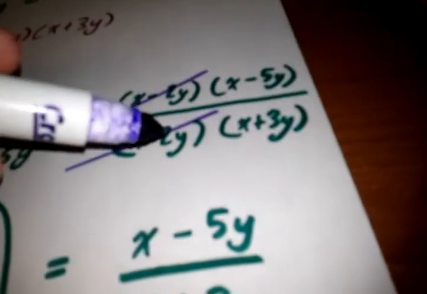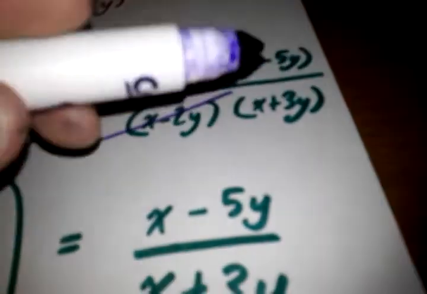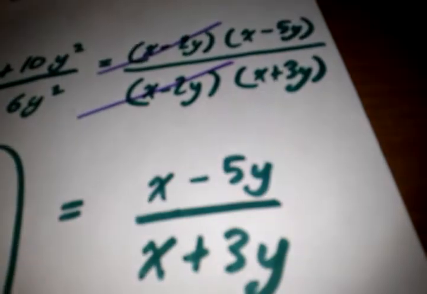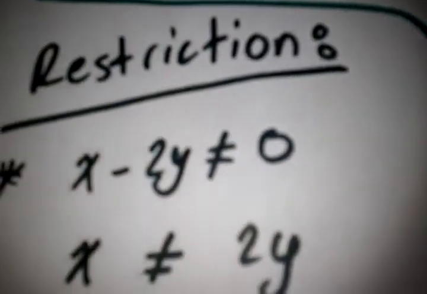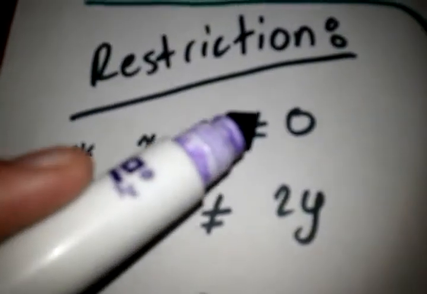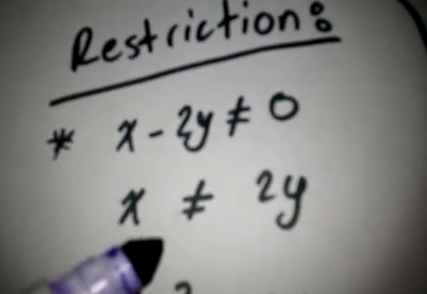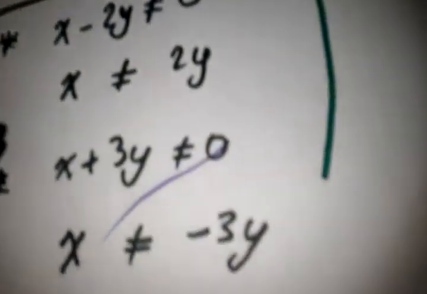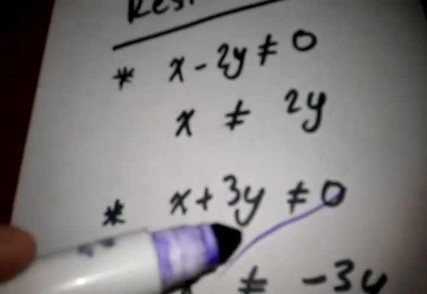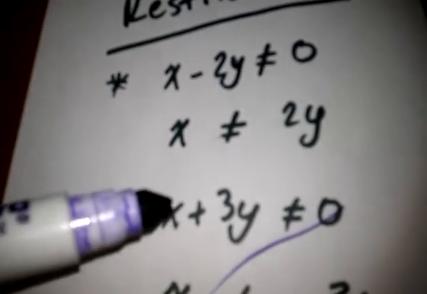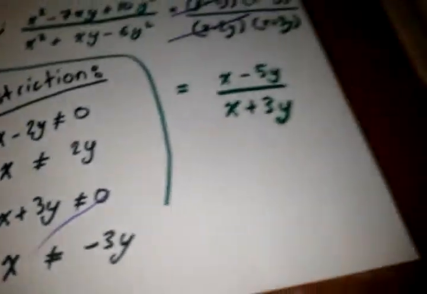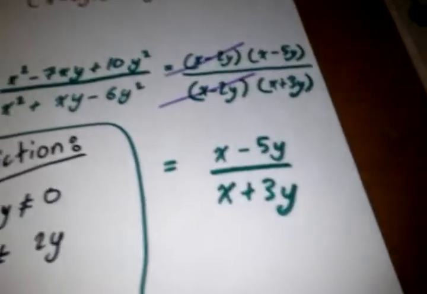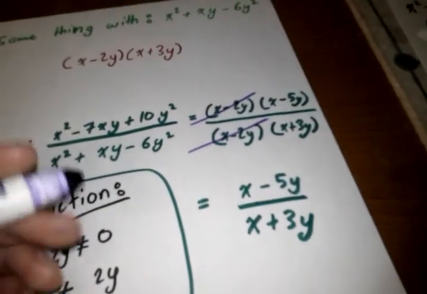Just because I crossed the x minus 2y out doesn't mean forget about it. We still need to write it as a restriction. So x minus 2y does not equal 0, so x basically does not equal 2y. And sorry for that scratch over there, but x plus 3y does not equal 0, so x does not equal minus 3y. And with that, you're ready to solve any trinomial that comes your way.